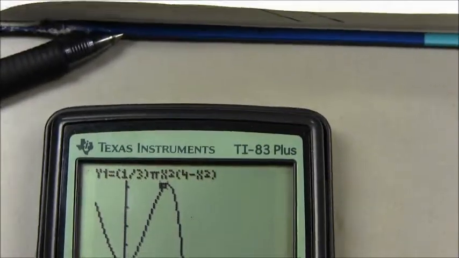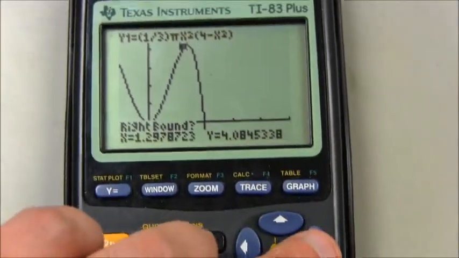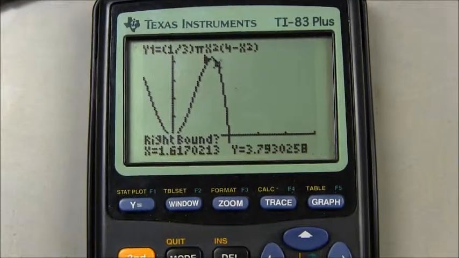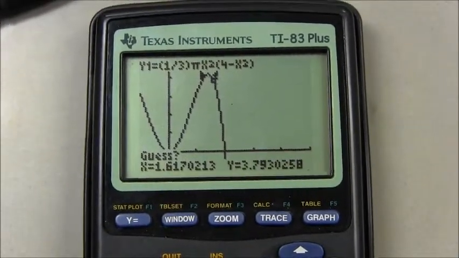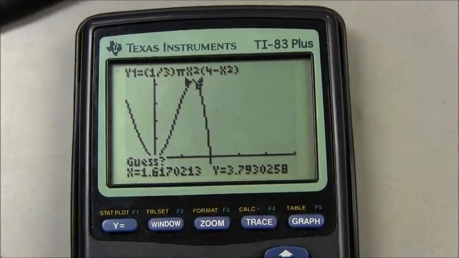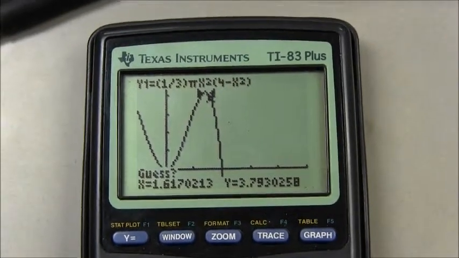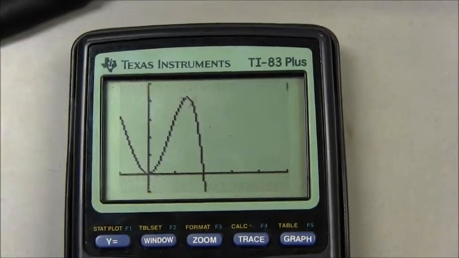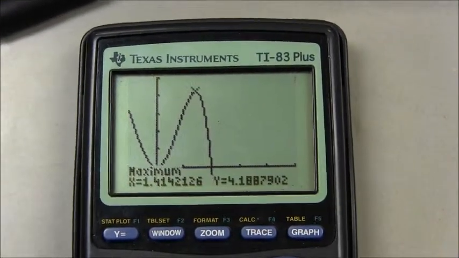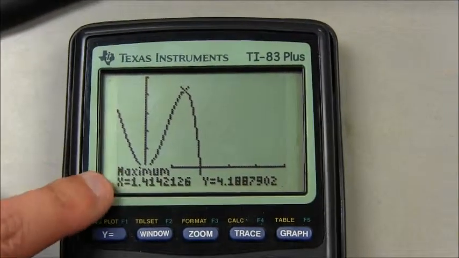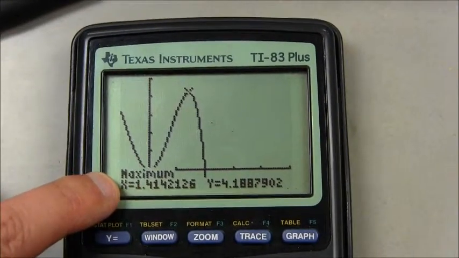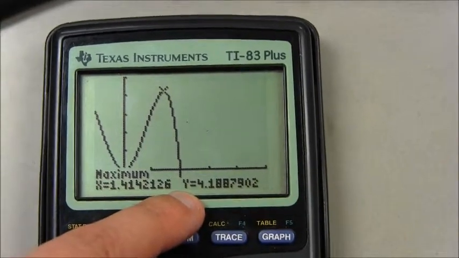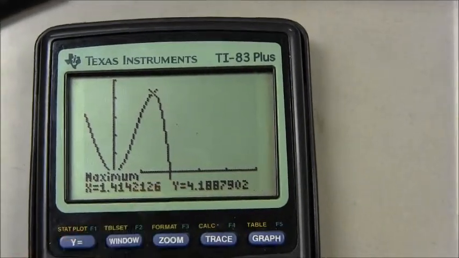Now it says right bound, so I'm going to scroll. Again, I'm using the arrow keys here. I'm going to scroll somewhere to the right of that maximum point, and I'll hit enter again. It's going to ask for a guess. If you have a hunch about what the answer is and you want to make the process faster, you can fill something else in there. Usually if you just leave the guess and hit enter, it'll be fine. And you should get a value. You can see we have an x value of about 1.142. You can see that we have a y value here of about 4.188.